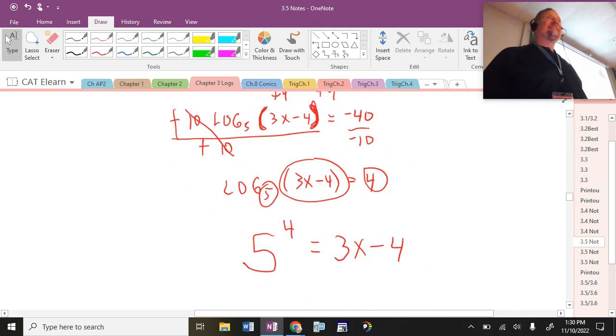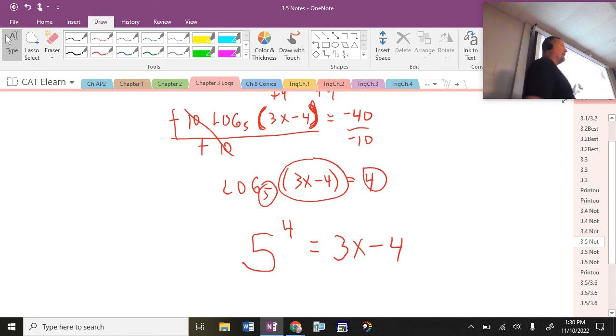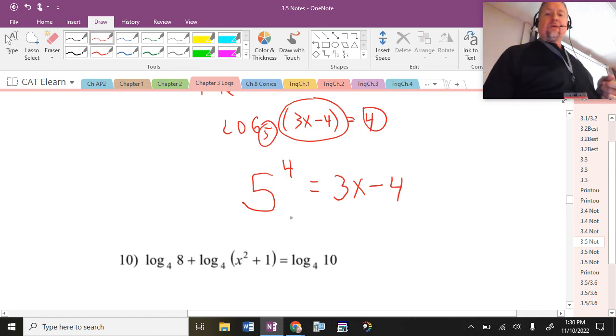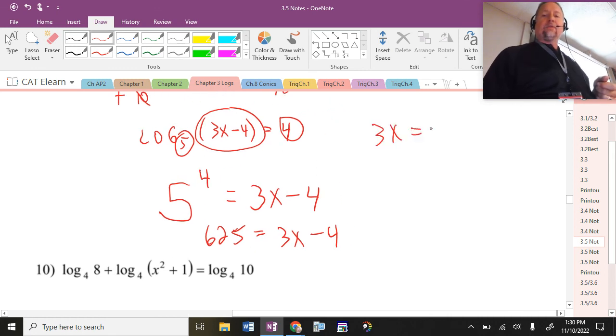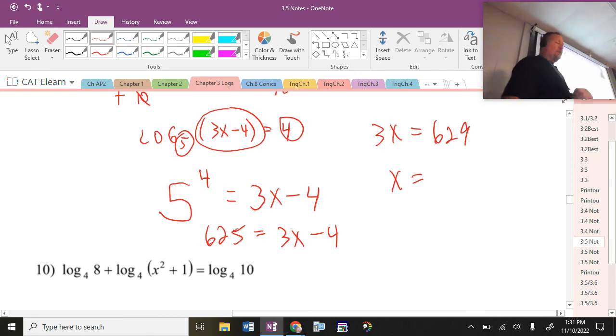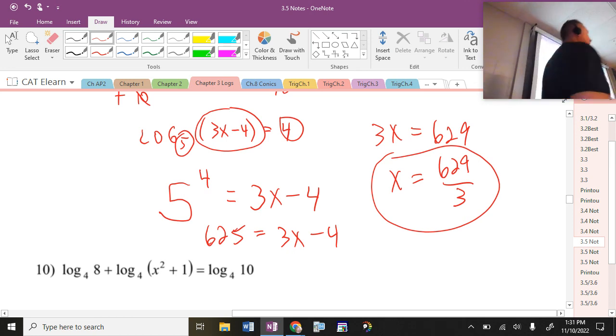Who said they're lost? Because I'll find you. All right. So base, exponent again. This is how you just got to know the basics. So what's 5 to the 4th? 625. And then equals 3x minus 4. And then now you're free to add 4. 3x equals 629. And then x equals 629 over 3. Does anyone know what I just figured out? Is 629 divisible by 3? It is not. 9 plus 2 is 11, plus 6 is 17. If 17 isn't divisible by 3, then fumble. 629 is not divisible by 3.